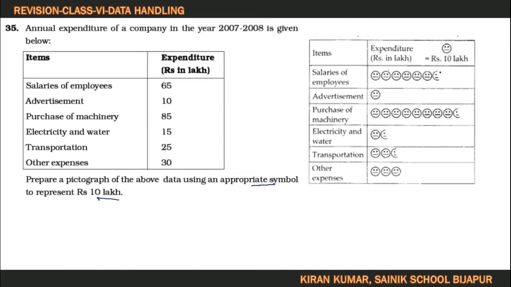To indicate 65, 6 complete figure and 1 half figure. To indicate 1 full figure, it is 10 lakh. To indicate 85, 8 complete and 1 half. To indicate 15, it's 1 full and 1 half. To indicate 25, it is 2 full and 1 half. To indicate 30, it is 3 full. This is how we can make a pictograph representing this given information. Next question.